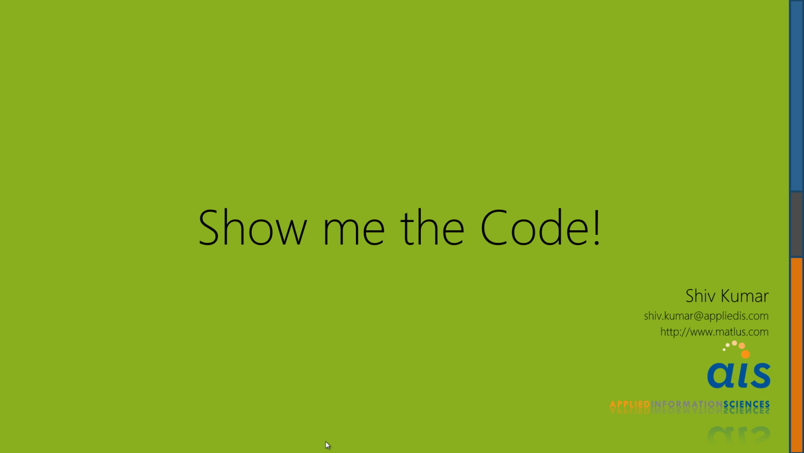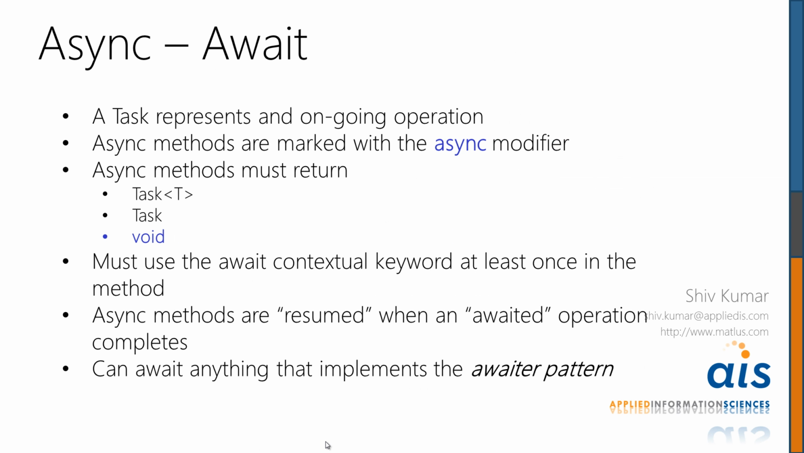We were at our show me the code, and the next slide up here. Just another recap. A task represents an ongoing operation. So when you have a task in hand, all it's saying is that there's possibly an ongoing operation, and you can await it. In this case, if it's an asynchronous IO task, you can await it, and when it completes, you will have the result of that task in your hands.